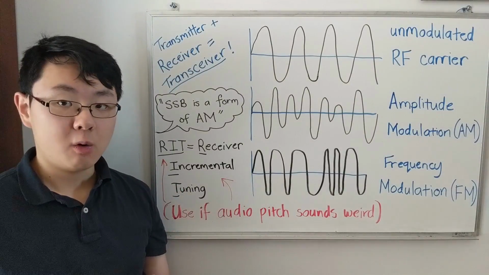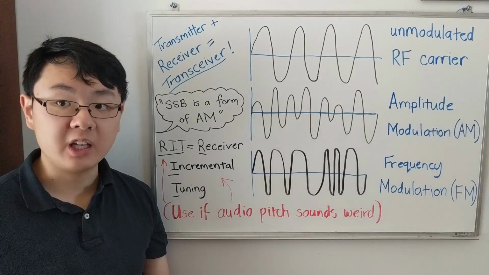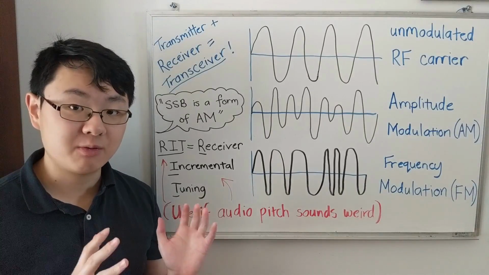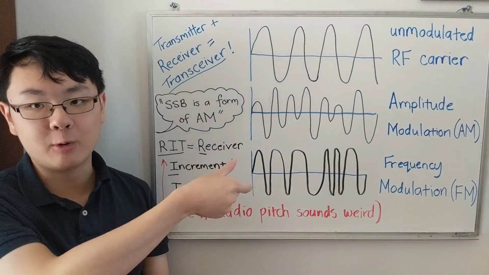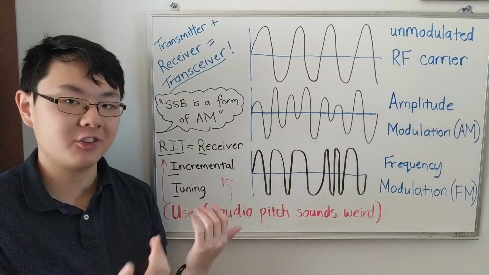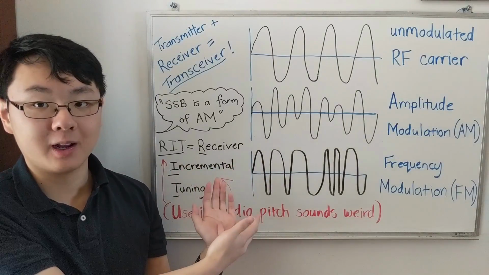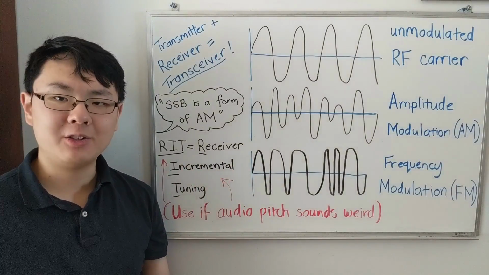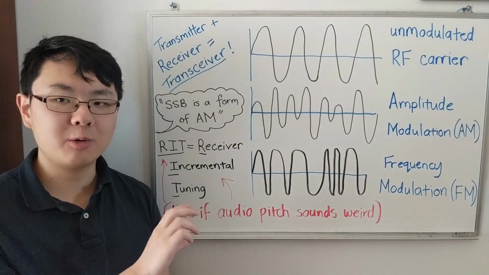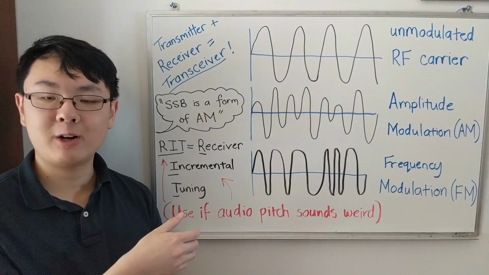One thing to note here, though, RIT changes your receive frequency, but it does nothing to change the transmit frequency. So if you change the receive frequency with RIT, the transmit frequency stays the same. And all of a sudden, now you're receiving on one frequency and transmitting on another one. And normally, you really wouldn't want to do that. Ordinarily, when you change your receive frequency, you also want to change your transmit frequency to match it.